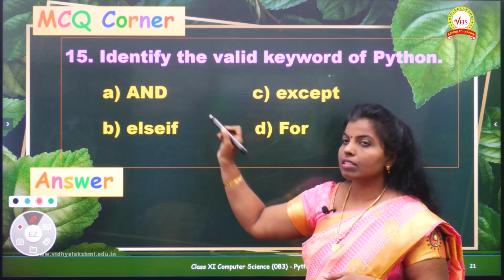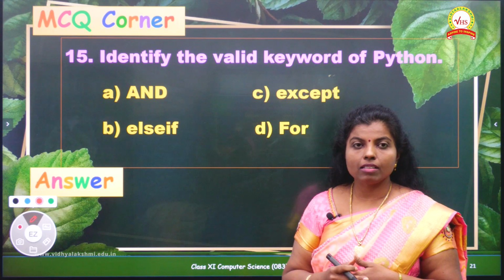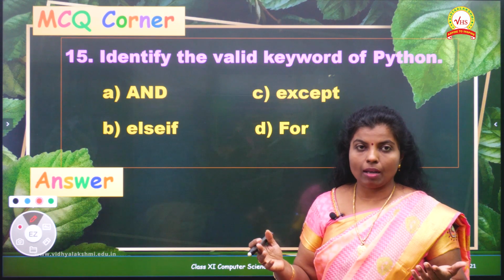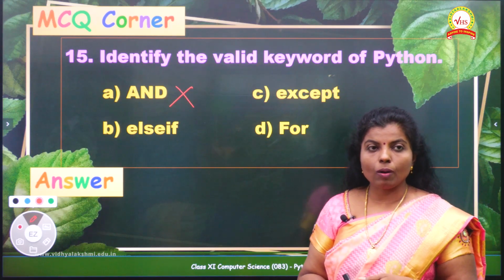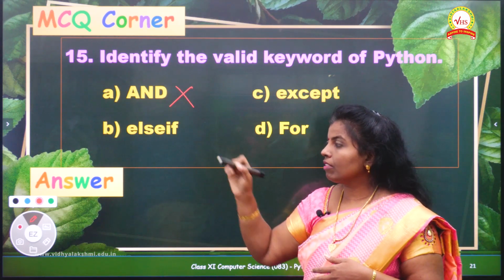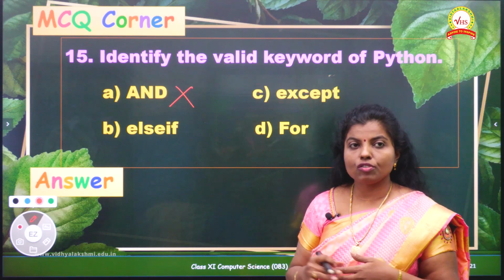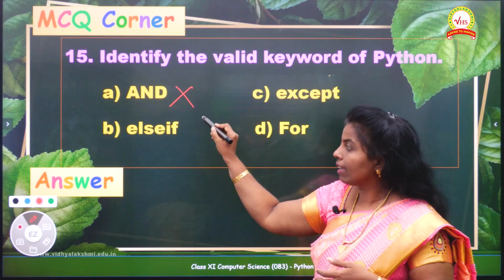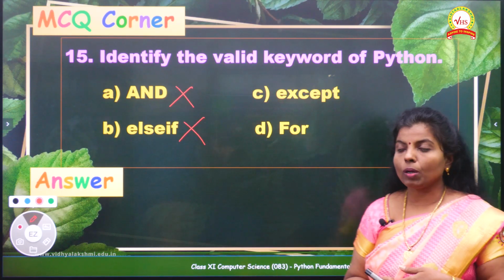Here the first keyword is given as AND. Here all are in uppercase letters. We do not have any keyword in uppercase letters. So this is going to be the invalid keyword of Python. And the second keyword is given as else if. We do not have any keyword such as else if, but we do have elif. So this is also going to be the invalid keyword of Python.